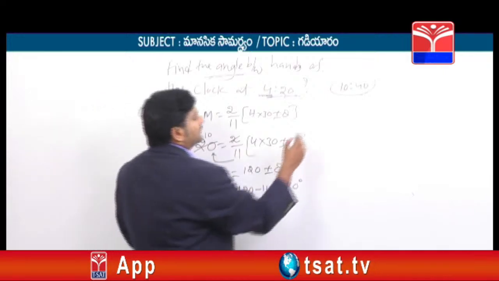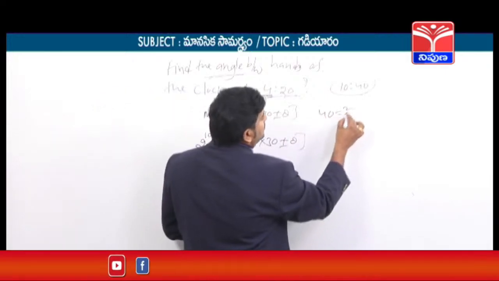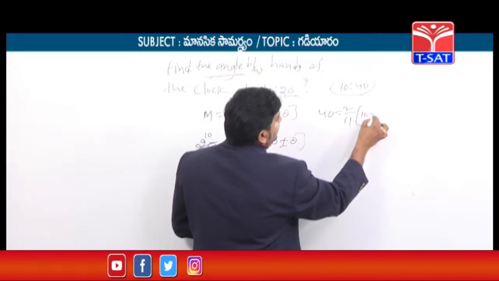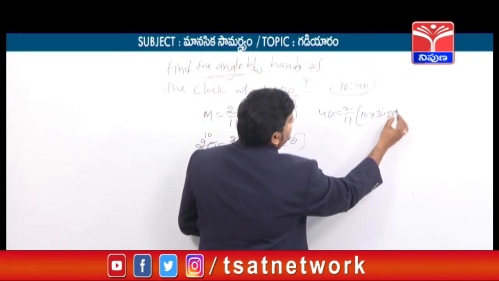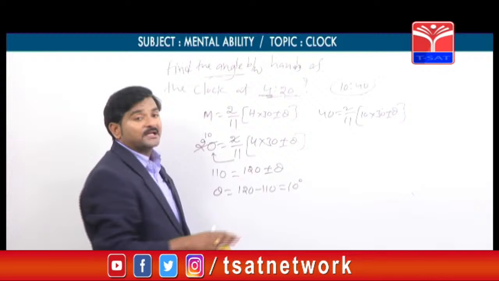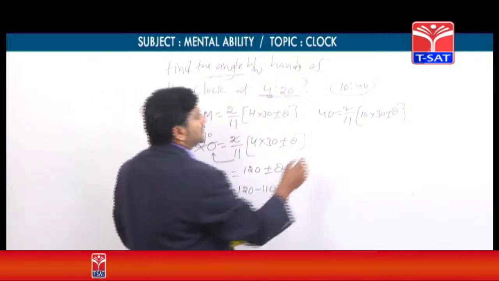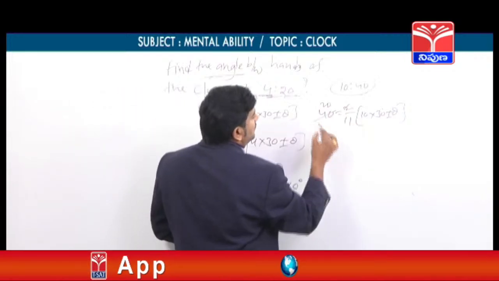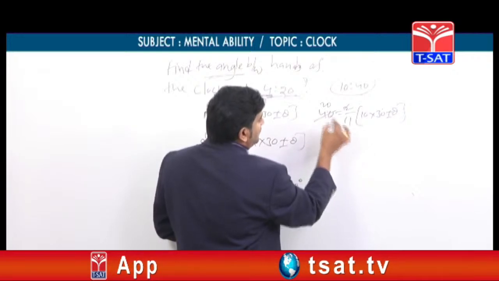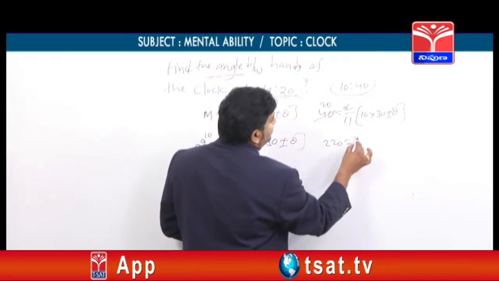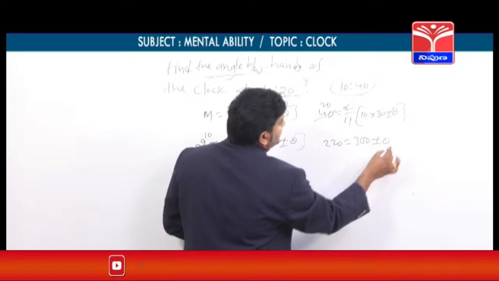Let us see. So we can solve: 40 minutes is equal to 2 by 11 into h into 30, again plus or minus theta. We have to keep plus or minus theta as it is. Okay, so now 2 ones are 2, 20s are... So 20 into 11 means 220, that is equal to 300 plus or minus theta.